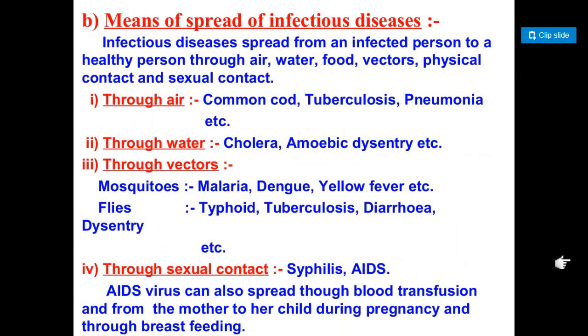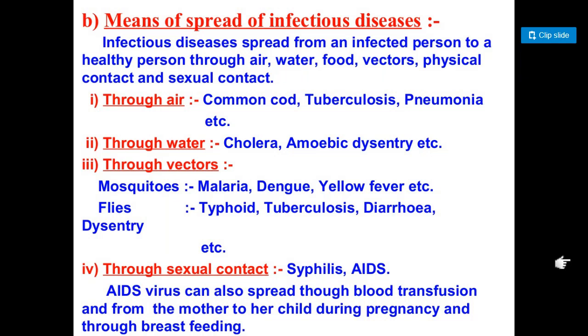The next topic is about the means of spread of infectious diseases. Now we already know that infectious diseases are communicable diseases, and these diseases are generally spread by pathogens. So there are always means through which these infectious diseases are spread. Infectious diseases spread from an infected person to a healthy person through air, water, food, vectors, physical contact and sexual contact. So we will discuss all of these one by one.